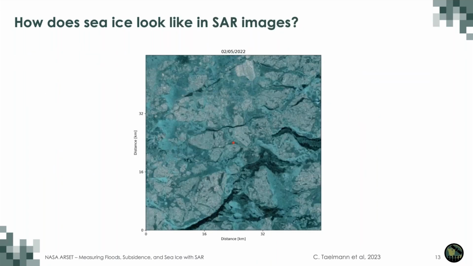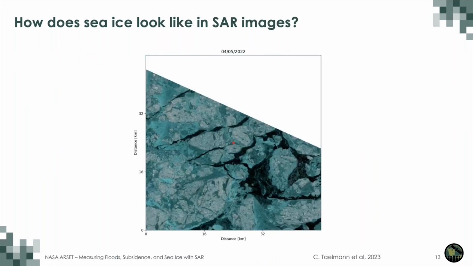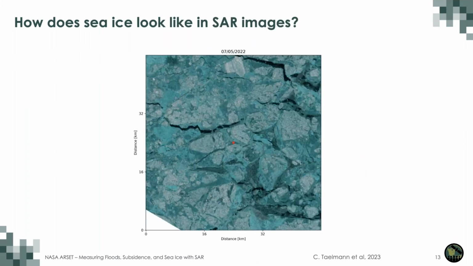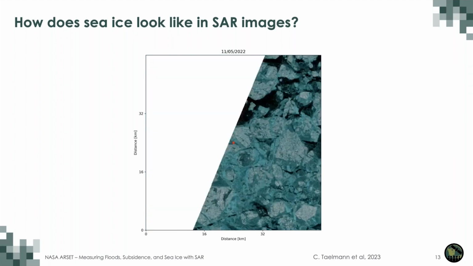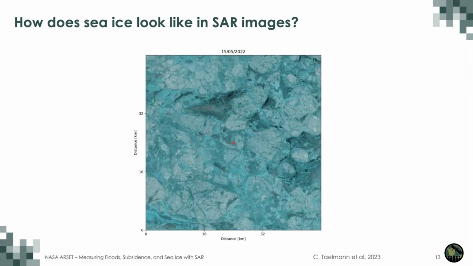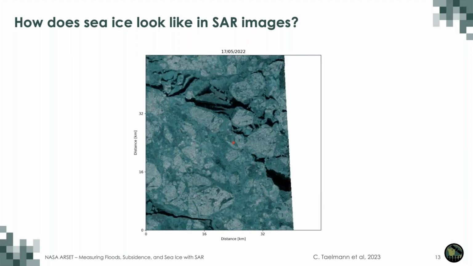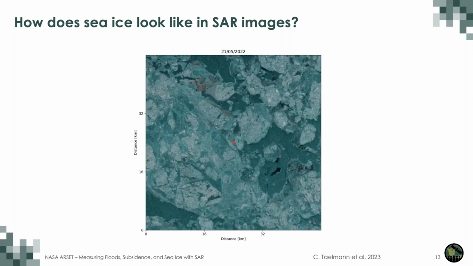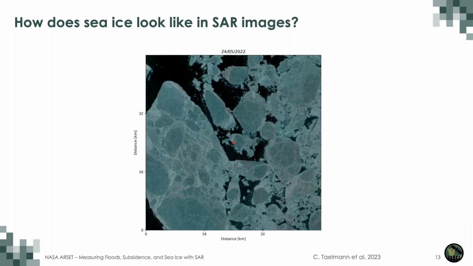So what does this look like? Well, you already seen some SAR images, and here is a movie of sea ice that we tracked with sea ice drifters in the spring of 2022. And at the start of this video, the sea ice is very cold. We can see a lot of structures.